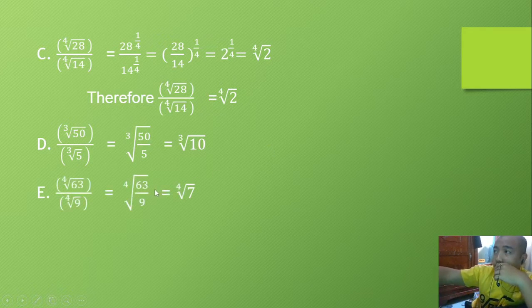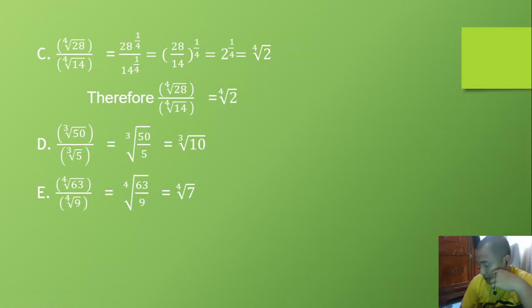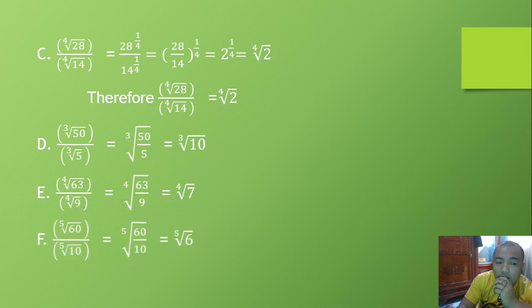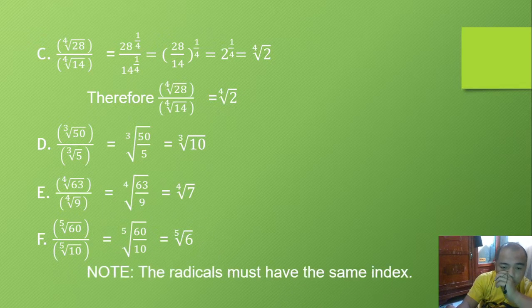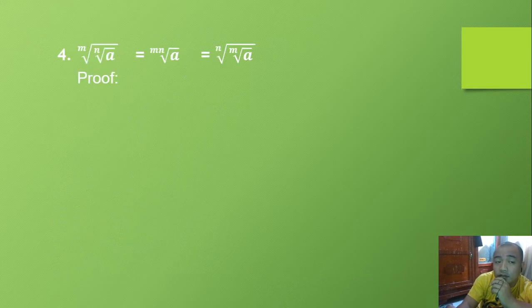Letter E, 4th root of 63 divided by 4th root of 9 is equal to... okay, they have the same index, so we just divide 63 by 9, which is 7. The answer is 4th root of 7. And we have letter F, fifth root of 60 divided by fifth root of 10, same index, divide the radicands. Fifth root of 60 over 10 is fifth root of 6. So note, the radicals must have the same index.